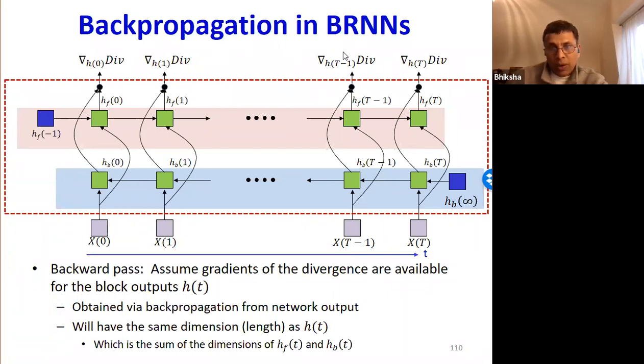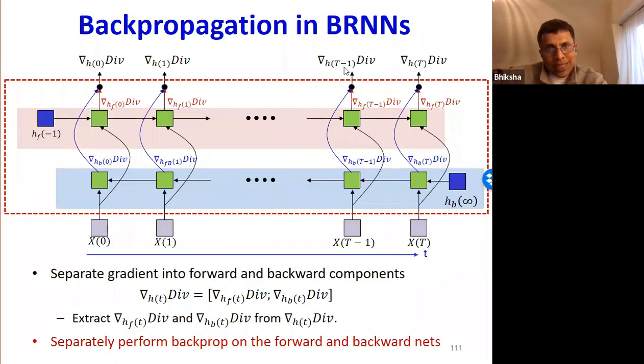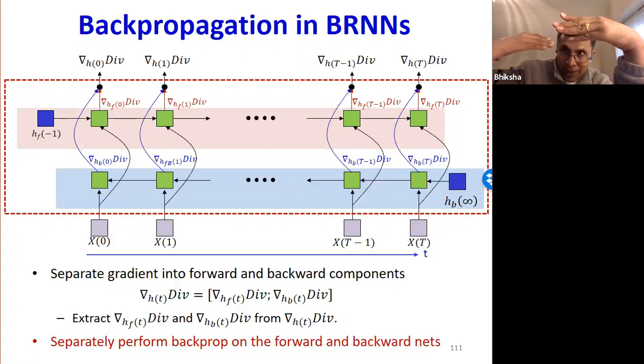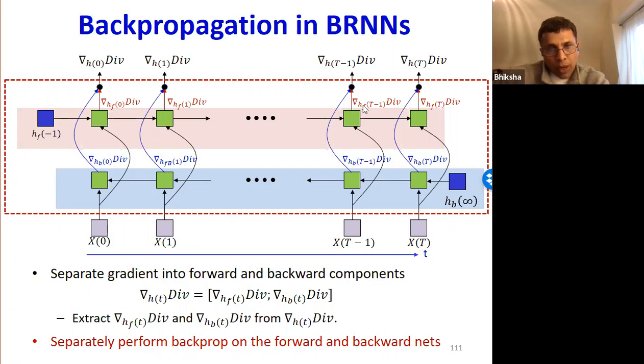Now, remember, h of t over here was formed by concatenating the forward and backward hidden states. So the dimensionality of h of t is the sum of the dimensionality of h of f and h of b. So the gradient for ht is going to have the same dimension as ht, which is to say the number of components for this gradient is going to be the sum of the number of components for the forward output and the backward output. So we can separate this gradient into two components. If I've formed the hidden state by concatenating the forward and backward hidden states like this, the gradient too is going to have a component for the forward state and a component for the backward state. So I can separate these two, and the forward component now goes down to the forward network, and the backward component of the gradient now goes down to the backward network.